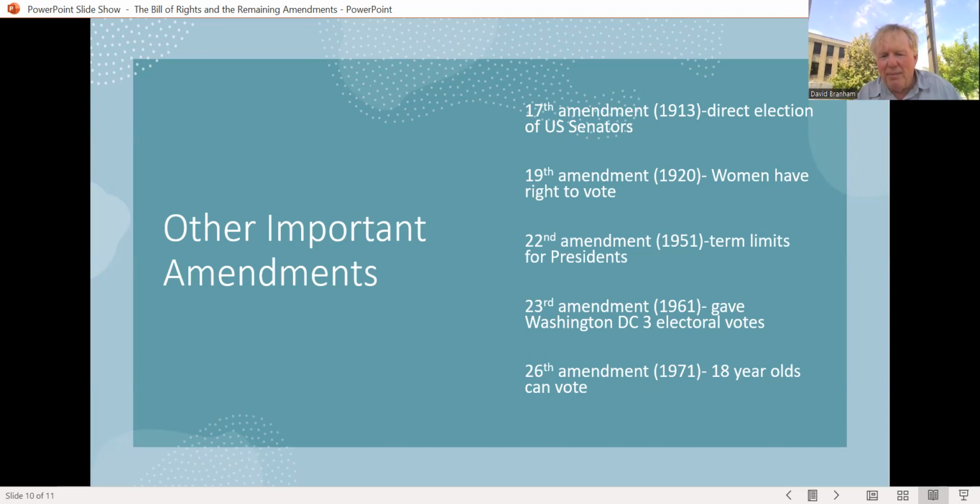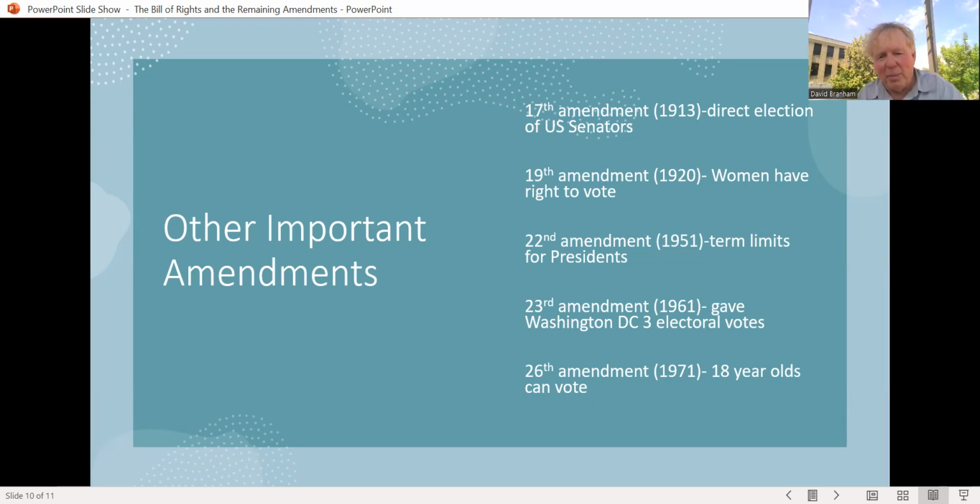The 23rd Amendment gave Washington, D.C. 3 electoral votes, and only 3 electoral votes. It doesn't matter how big Washington, D.C. gets. It only has 3. The reason is that Washington, D.C. had no presidential electoral votes because it had no members of Congress. It has no senators. So it always had no votes when it comes to the presidency. In 1961, they decided that was incorrect. It shouldn't be that way. So they allowed Washington, D.C. residents to elect a president.